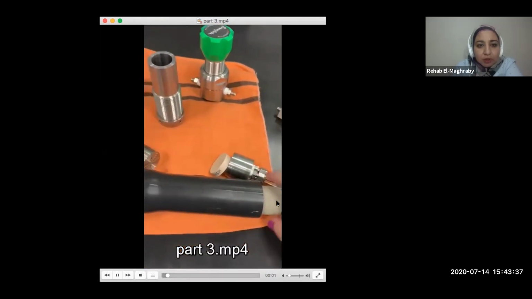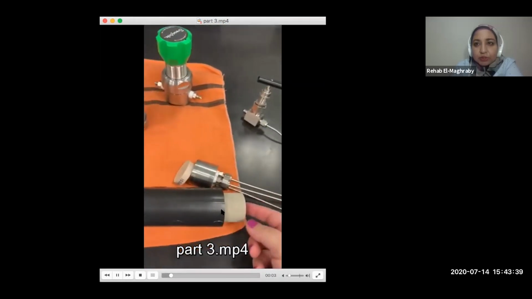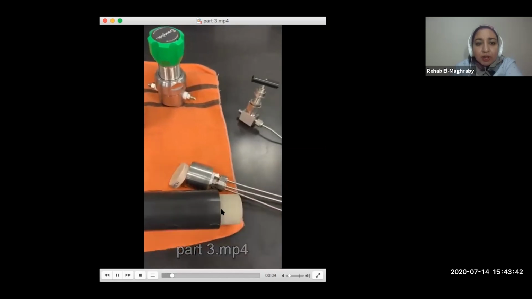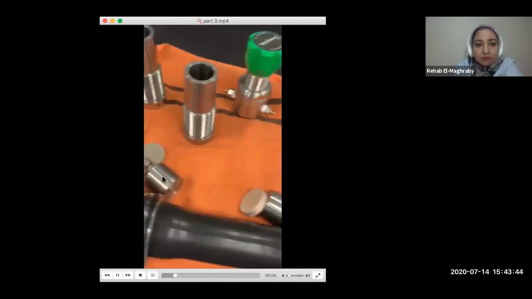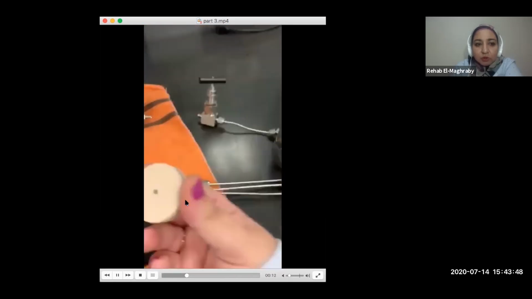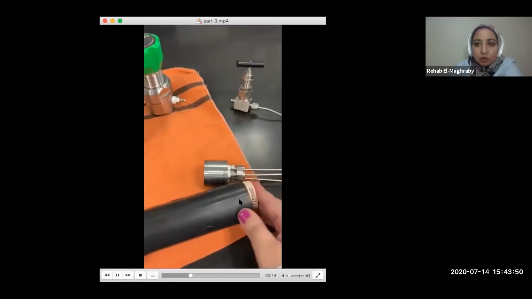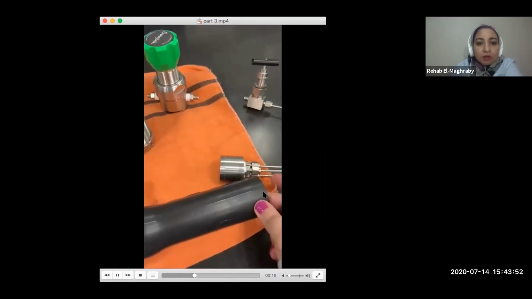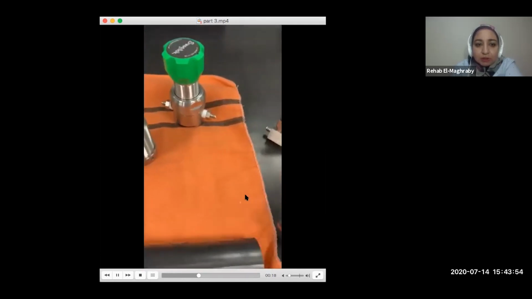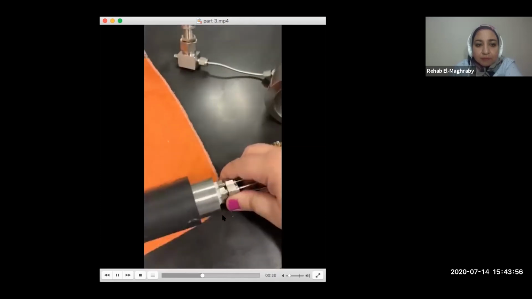So your core here, you will wrap your core with PTFE and aluminum foil, and then you will place it in this Viton sleeve. This makes sure that there is no contact between the confining pressure fluid and the fluid inside your core. And you will place your porous plate, and then the end plug here. Okay, and then the other end plug.